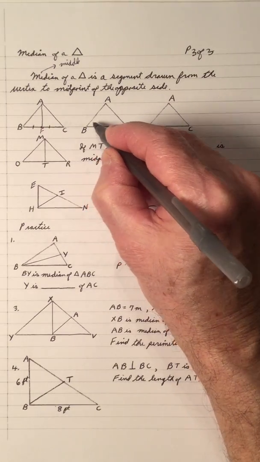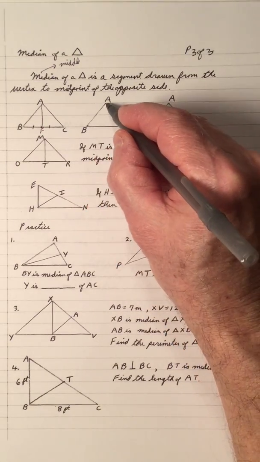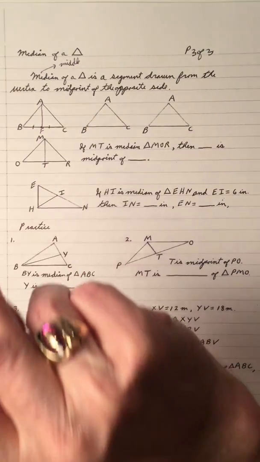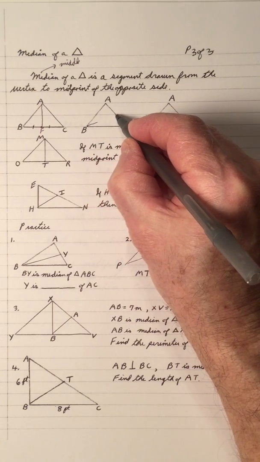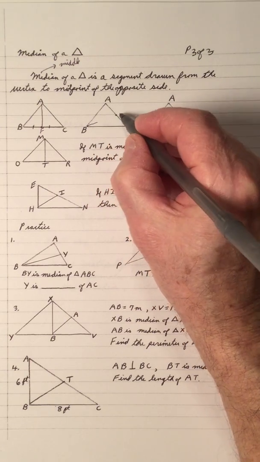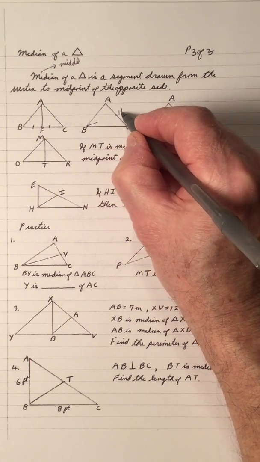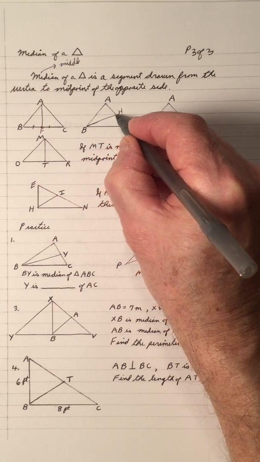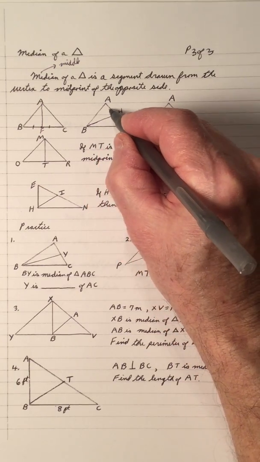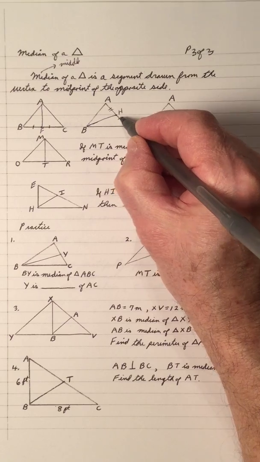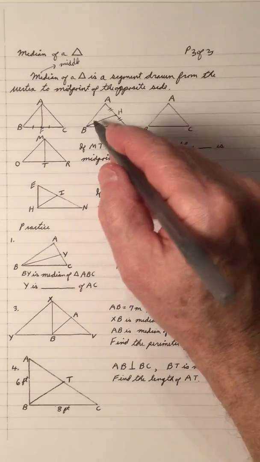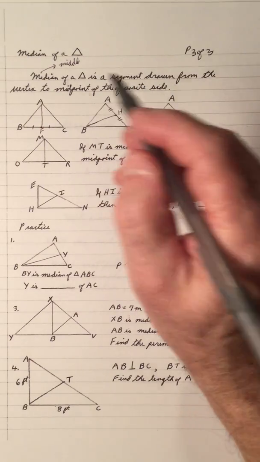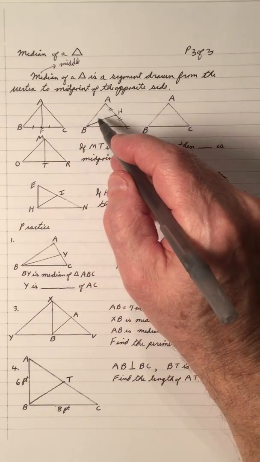So let's leave B and draw the median to AC. If you leave B, you have to go to the midpoint of AC. So the midpoint, pretend, is right there, and we'll call it H. If BH is the median, that means that AH equals CH because it's a median, because it goes to the midpoint of the opposite side. Now we got 2 done. We got 1 from A and we got 1 from B.